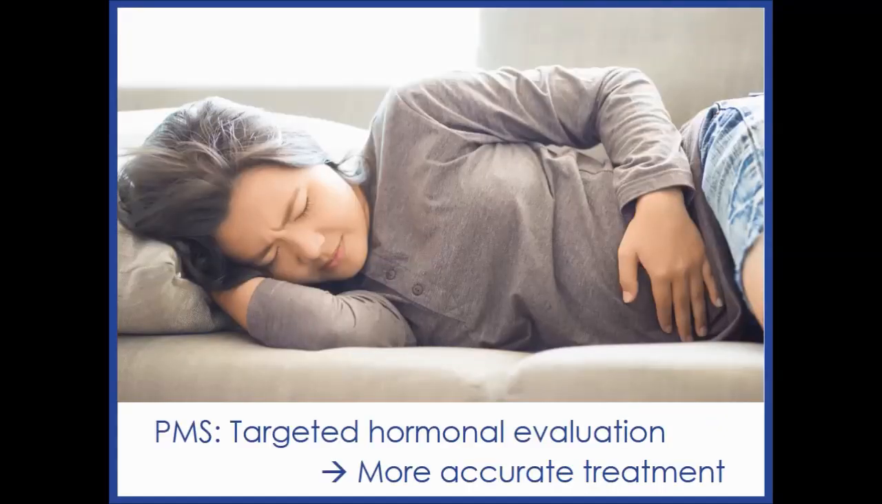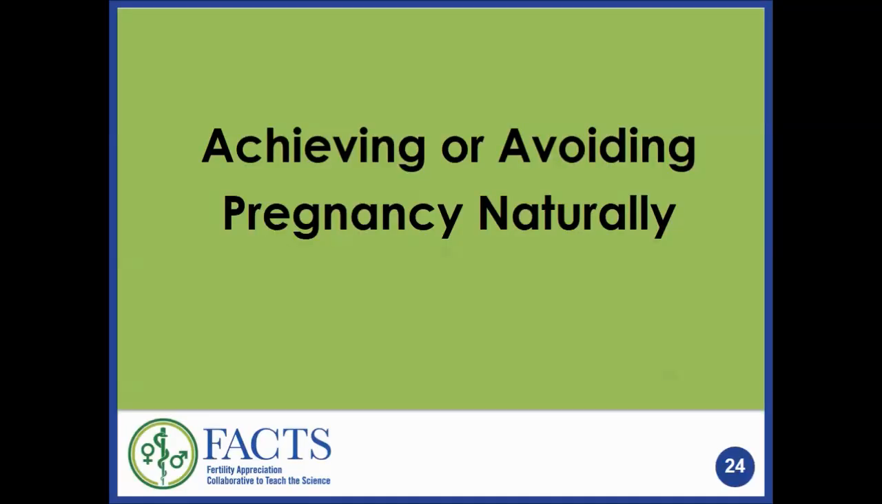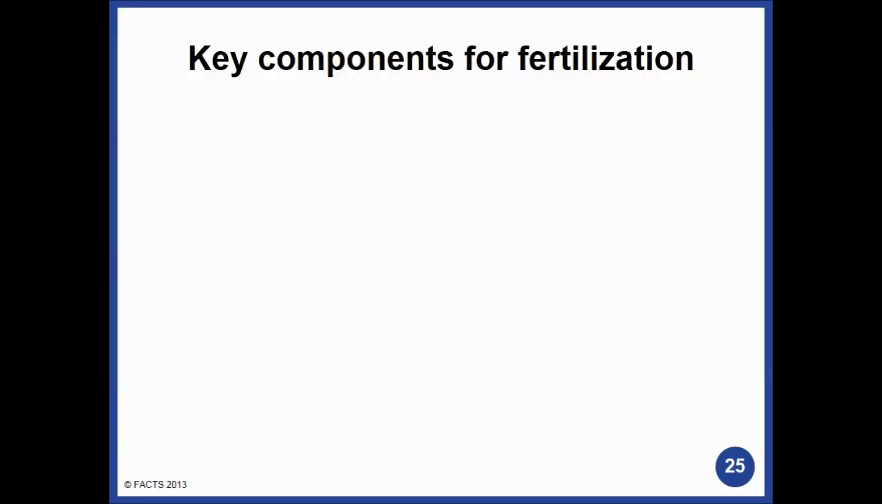Things like PMS, in a woman tracking her cycle, understanding when to anticipate the post-ovulatory window. When she understands when that time is coming, we can target treatment to when she needs it and not just give her medication she's going to use all cycle long for one particular window in her cycle. These methods are an excellent tool for both achieving and avoiding pregnancy in a natural way.